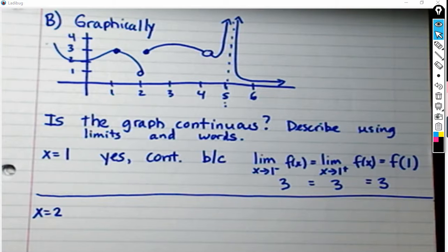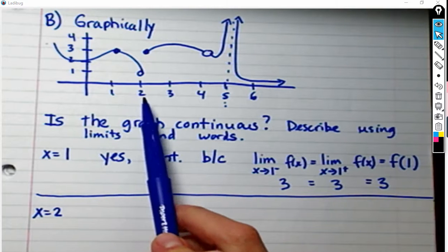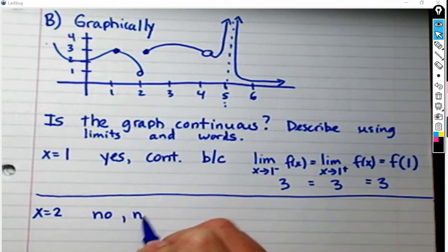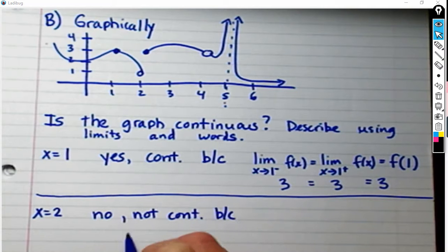Okay, random name calling. You have a lifeline. If I call your name, you can ask a neighbor for help before you answer, if you would like. Daniel, is it continuous at x equals 2? No, because of the jump. Okay, awesome. No, we'll say not continuous because there's a jump. I like the vocab word there. But now we have to write the limit statement that goes with it.